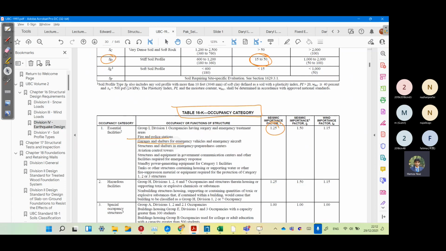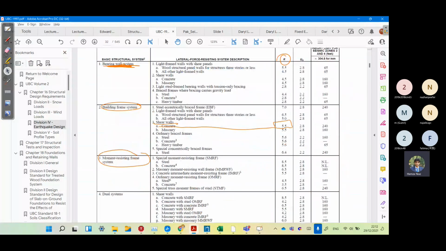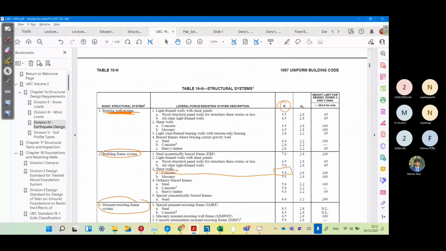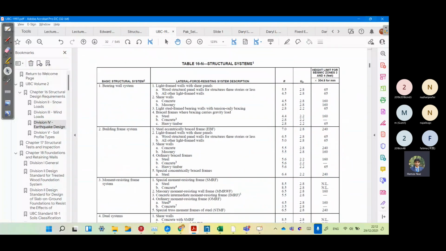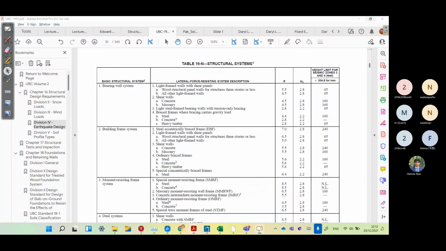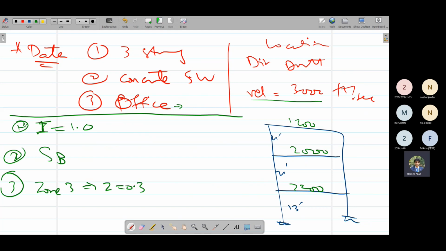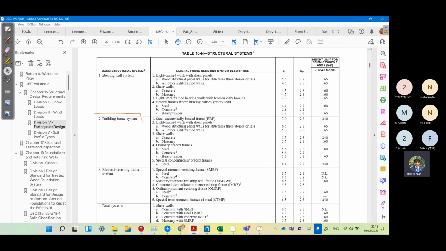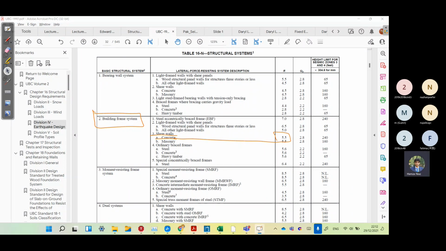So we have calculated this, and then we have to go a bit down. Structural system: what is the type of our building? Our building is a concrete shear wall building, an office building with shear wall. We have a frame building and a shear wall, and it is concrete. So this is how we can calculate the R of this building. R would be 5.5.